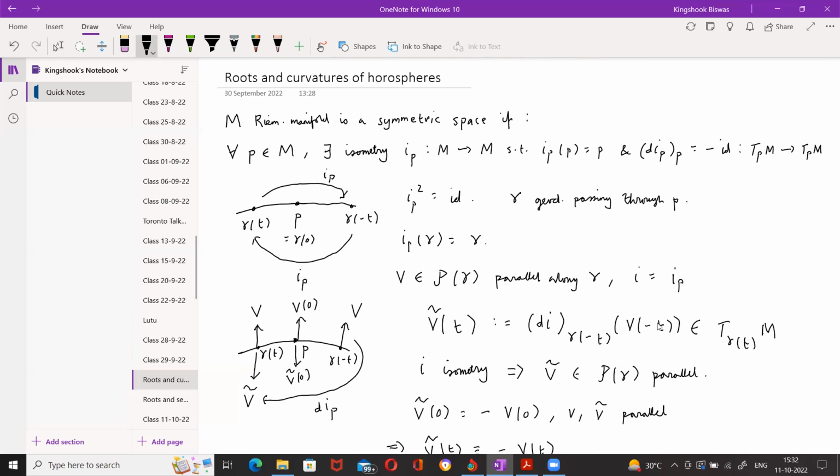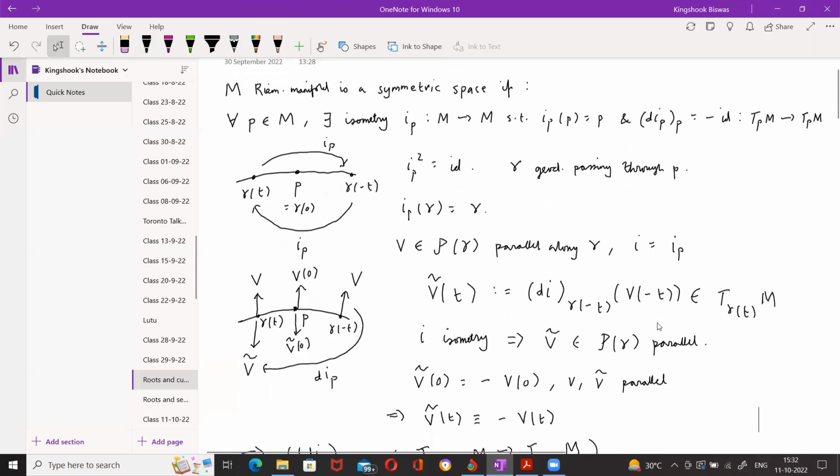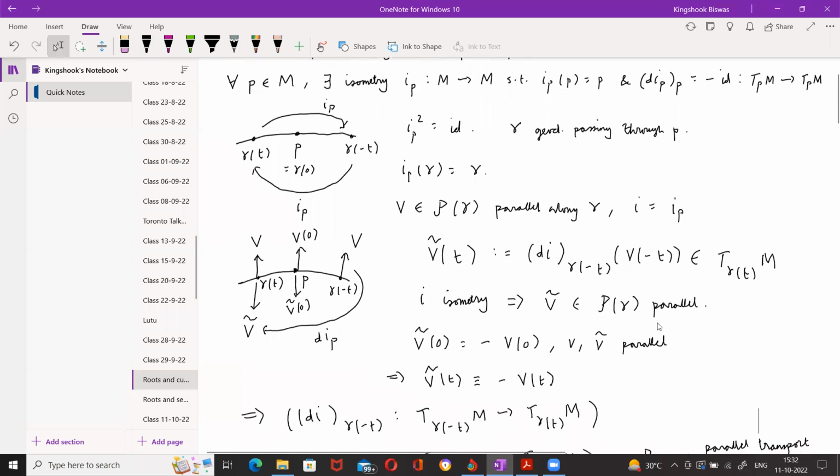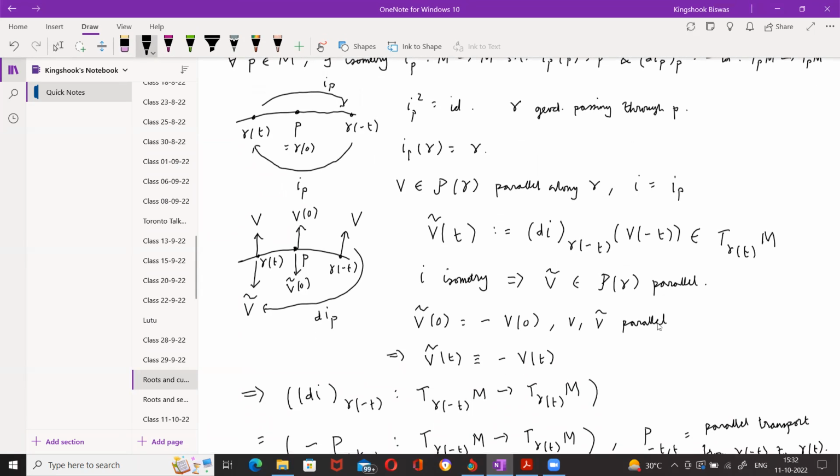Now, because I is an isometry and V is parallel, applying I to a parallel field will send it to a parallel field. That's easy to see. Therefore V tilde will become parallel along gamma as well. But now if I look at the point P, which is fixed by I, then at this fixed point, V tilde 0 is equal to minus V0, right?